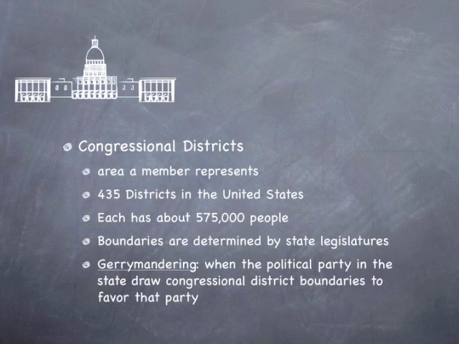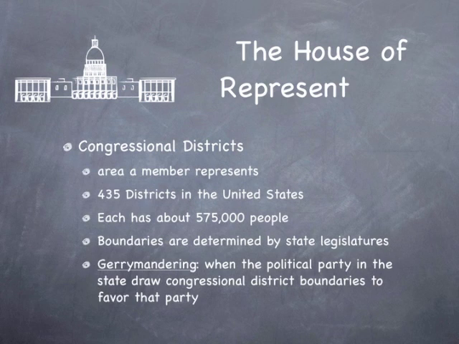Congressional districts. Congressional districts are areas that the members represent. There are 435 districts in the United States, hence why there's 435 representatives. Each has about 575,000 people in them, and boundaries are determined by legislators. Gerrymandering, this is a term that you'll need to know, so I'll say it again, gerrymandering is when the political party in the state draws congressional district boundaries to favor that party. Here in the state of Michigan, they're probably going to do that this year because it's a good time to do it.